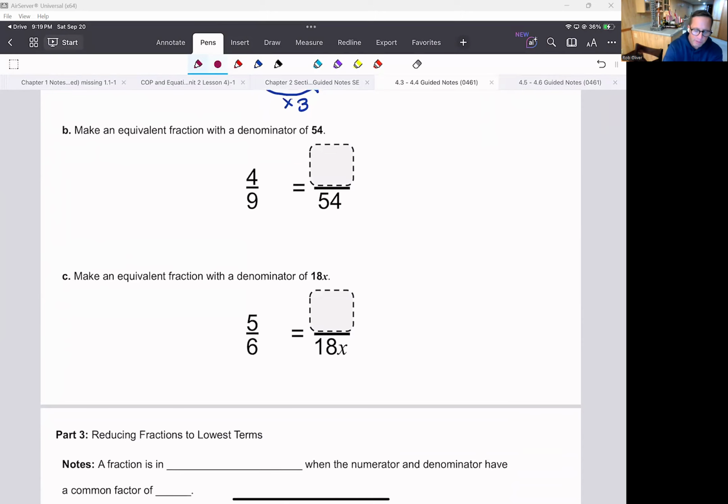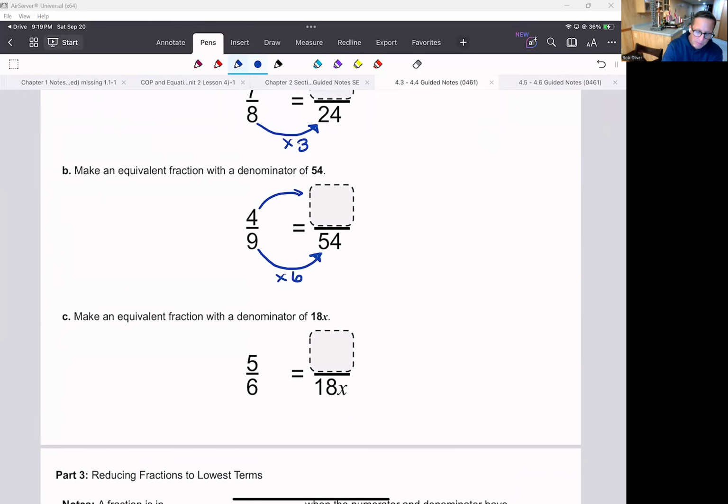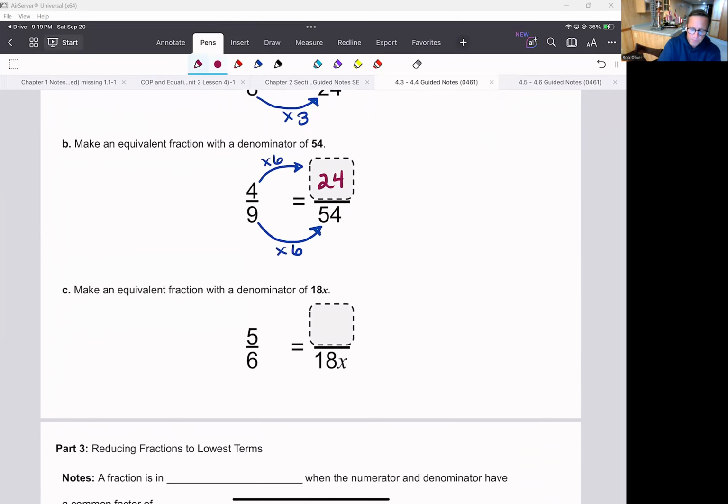All right, doing the same thing here. So just start with the numbers that you can compare. 9 and 54. We can see what we have to multiply that by. 9 times 6 is 54. Well, we're going to do the same thing to the top. 4 times 6, which is 24.